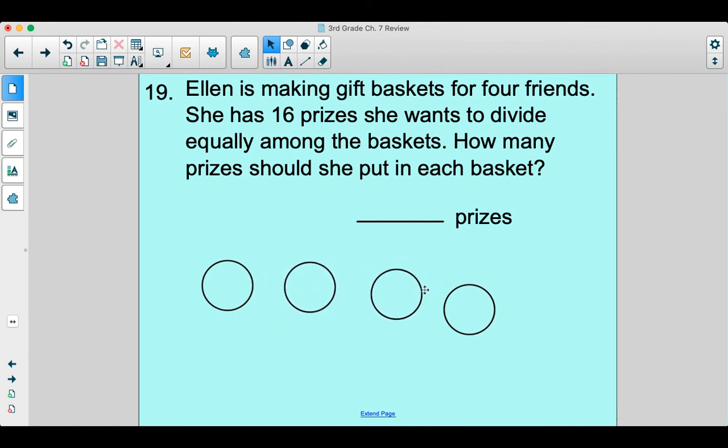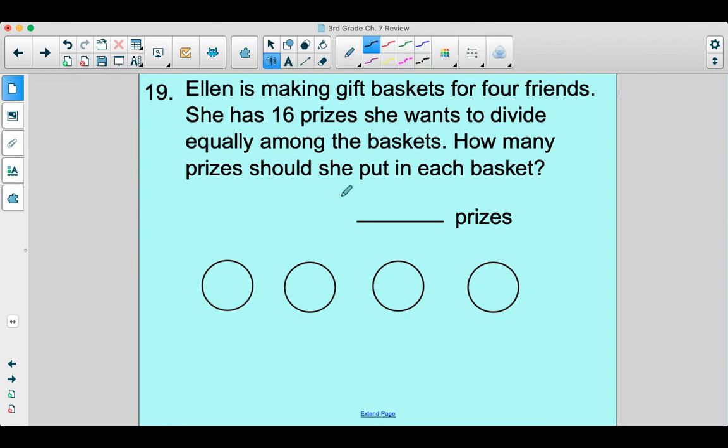Actually, these aren't friends. These are the gift baskets. But the gift baskets have to match the same number of friends that she has, right? Okay, so she has 16 prizes she wants to put in. So will she put in more than 2 or less than 2?